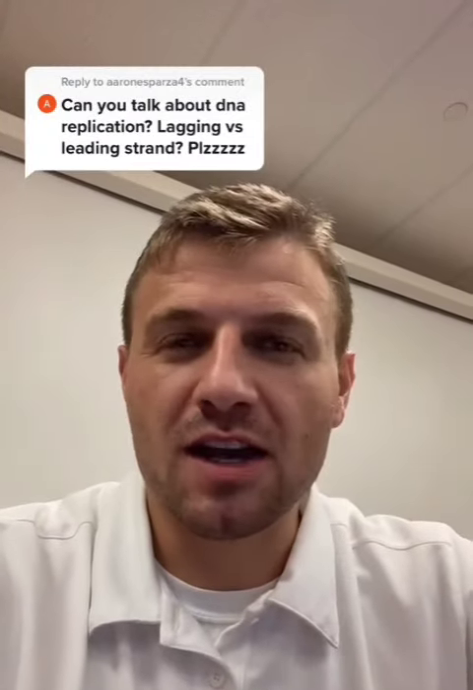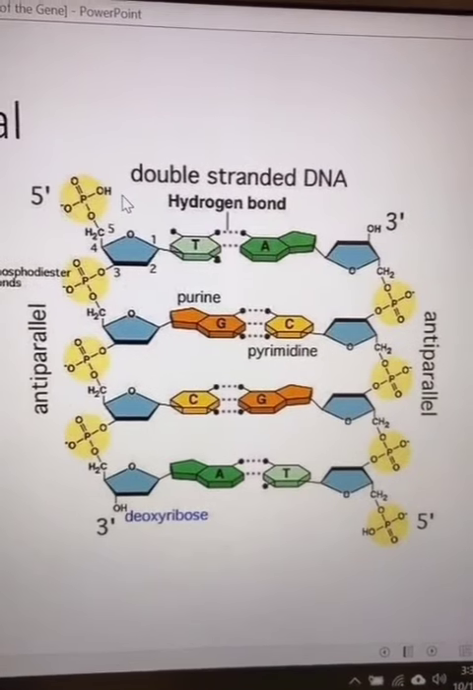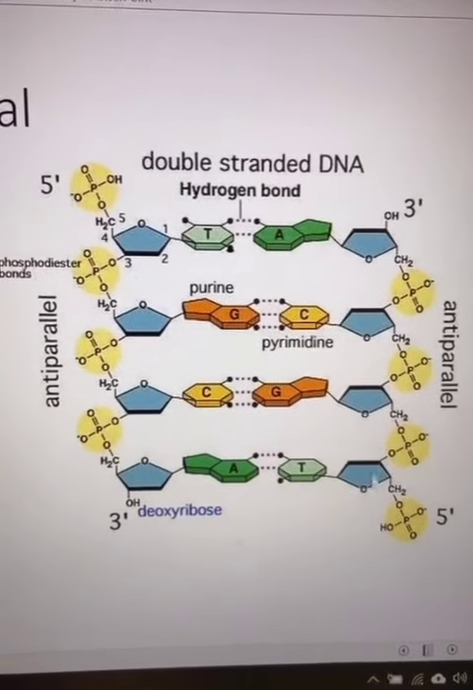I only have a minute, so let's talk about the leading versus lagging strand. DNA is known as antiparallel. That means that one strand of DNA is going to go in one direction, while the other strand is going to go in the opposite direction.